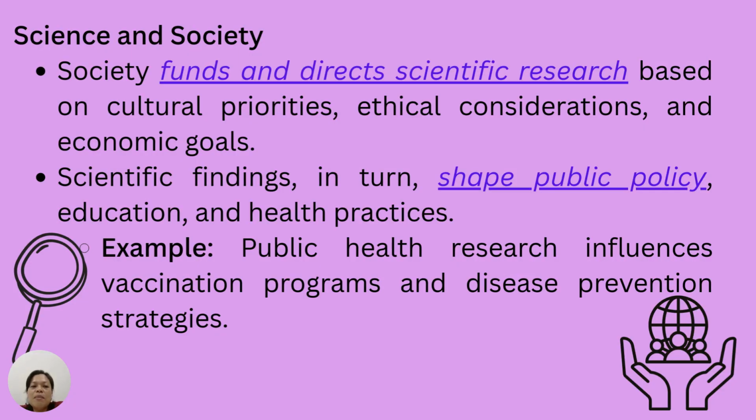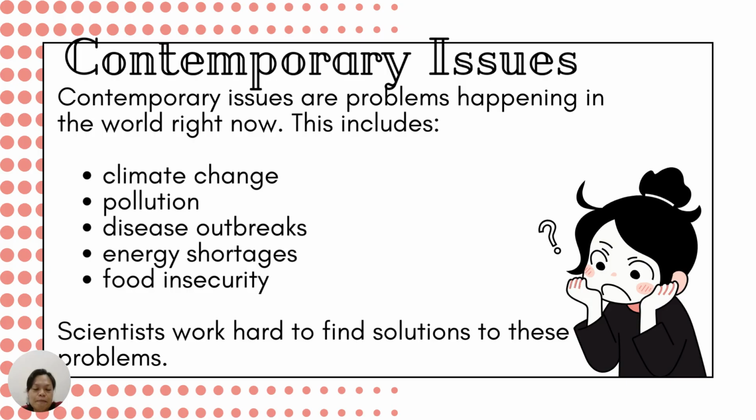And then what about science and society? Society funds and directs scientific research based on cultural priorities, ethical considerations, and economic goals, where it is able to shape our public policy.